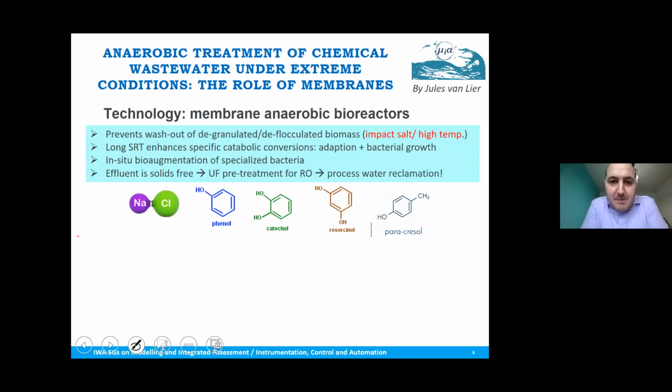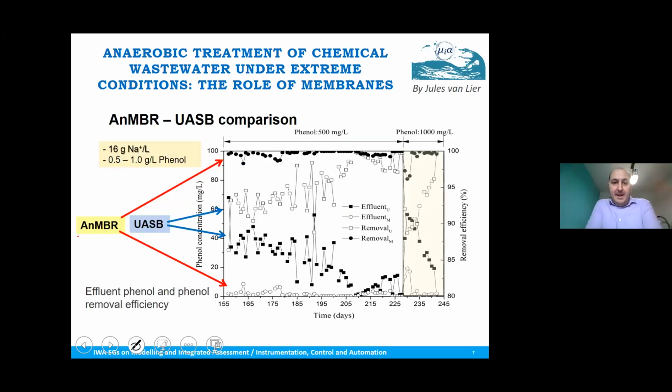They implemented anaerobic membrane bioreactors in order to prevent the washout of degranulated and deflocculated biomass due to the toxicity of the wastewater. Anaerobic membrane bioreactors support long solid retention time that enhances specific catabolic conversion by bacteria to degrade these toxic contaminants. They allow an easy in situ bioaugmentation of specialized bacteria in the reactor, and also the solid-free nature of the effluent allows for an easy process reclamation.